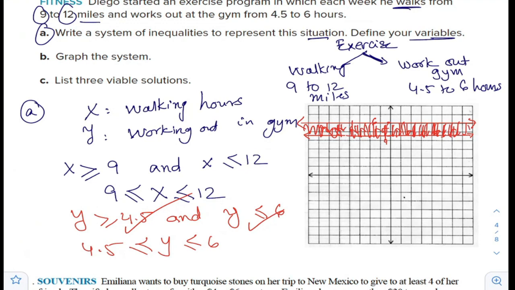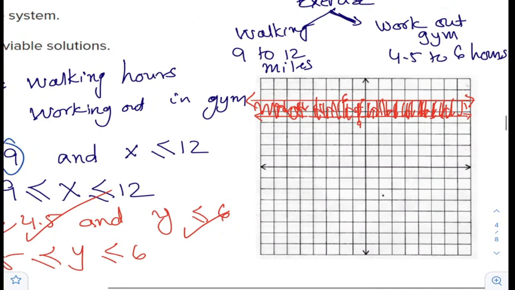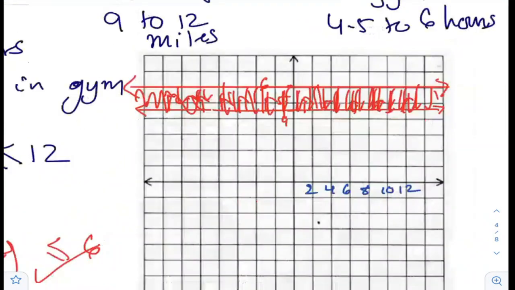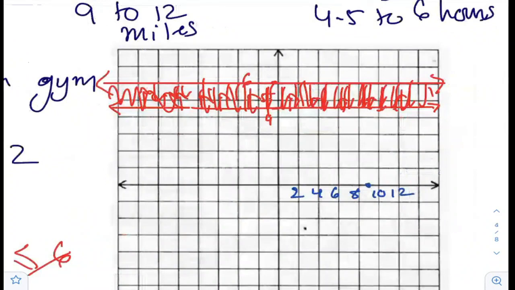Now, let's go to X. X is greater than or equal to 9 and less than or equal to 12. I can rescale here. I can make 2, 4, 6, 8, 10, 12. So since X is more than or equal to 9, this is the 9. And it's a vertical line and it's a solid line passing through the 9. Yani almost it should be at the middle.